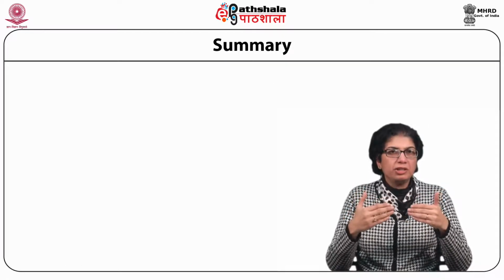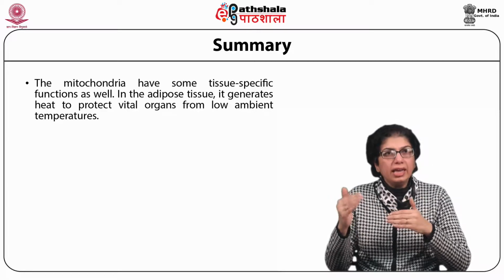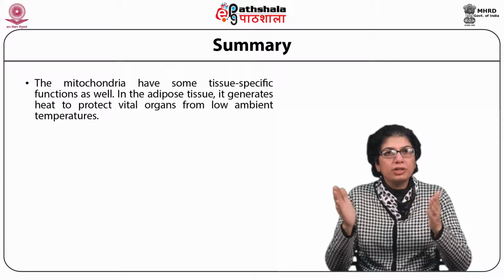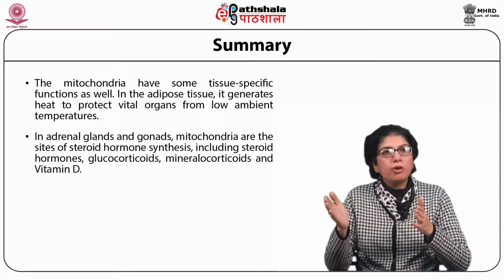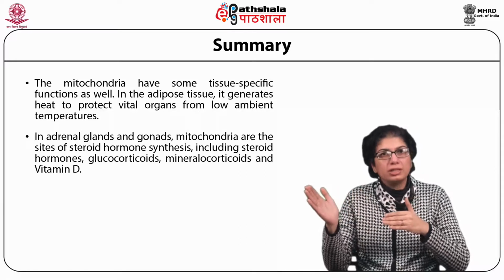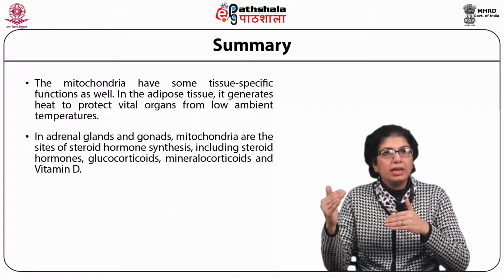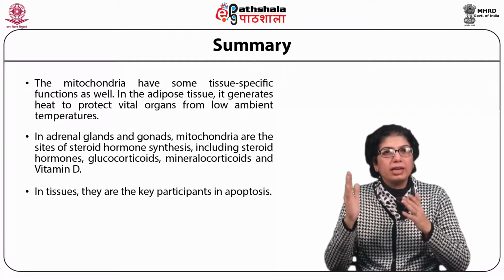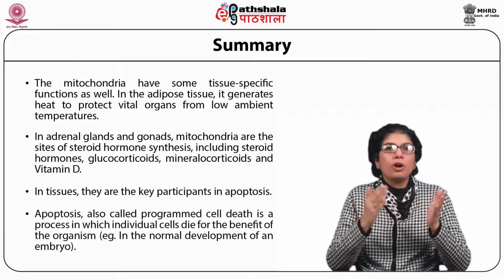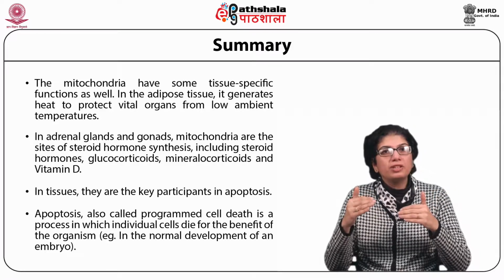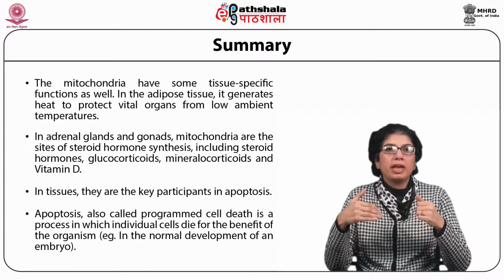Apart from this main function carried out by all cells, the mitochondria also have some tissue-specific functions. In the adipose tissue, it generates heat to protect vital organs from low ambient temperature. In adrenal glands and gonads, mitochondria are the sites of steroid hormone synthesis, including glucocorticoids, mineralocorticoids, and vitamin D. In some tissues, they are also the key participants in apoptosis. Apoptosis, also called programmed cell death, is a process in which individual cells die for the benefit of the organism, for example, in the normal development of an embryo.